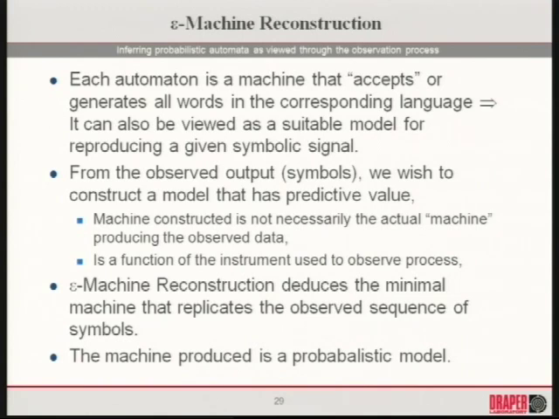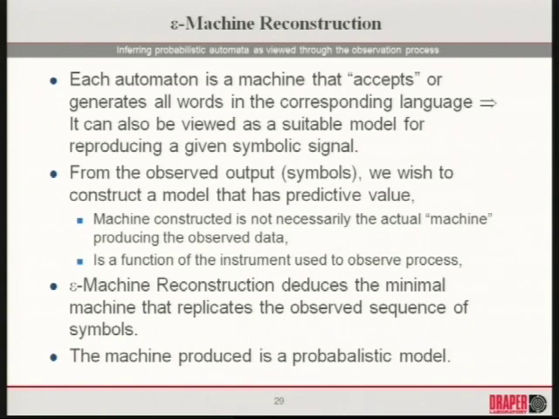So the process of rebuilding, we're calling it epsilon machine reconstruction. That epsilon out front reminds you of a couple of things. One is that what we are building is not a model of the underlying process. It is a model of the underlying process as viewed through a particular observation process. You change the observation process, the resolution changes, the epsilon, and you get a different model. So the dynamics of the observation process and the underlying process are confounded. And frankly, there's no way around that.